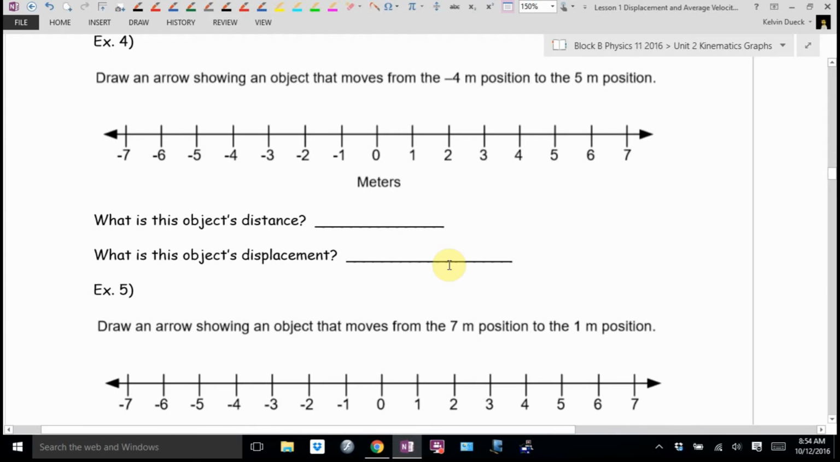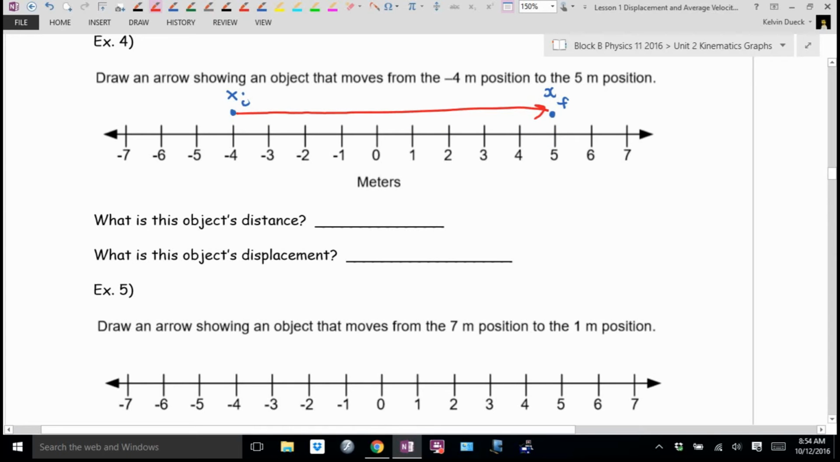Draw an arrow, example 4 says, showing an object that moves from the -4 position to the +5 meter position. So, here is position initial. You know what? Let's use an x. Here is x position initial, x i. Here is x position final. Draw an arrow. You can freehand it if you want. Try and make it fairly straight.